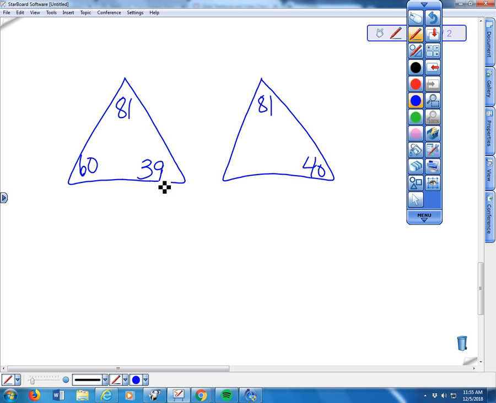Okay. And here, this is 121, which means this angle must be 59. Okay. When you get a problem like this, always find the third angle of both triangles, because if this had been 40, then these two triangles would have been similar. But unfortunately, we have 81 and 60, 81 and 59, 81 and 39, 81 and 40. So these two triangles are not similar because they don't have at least two angles that are congruent. Okay.